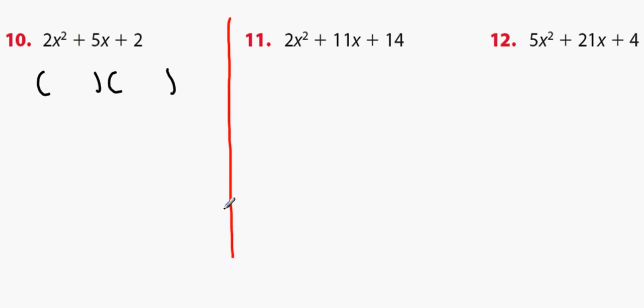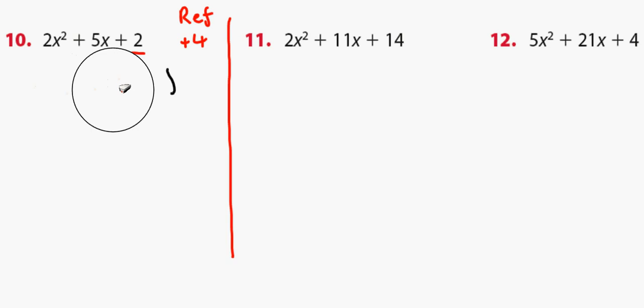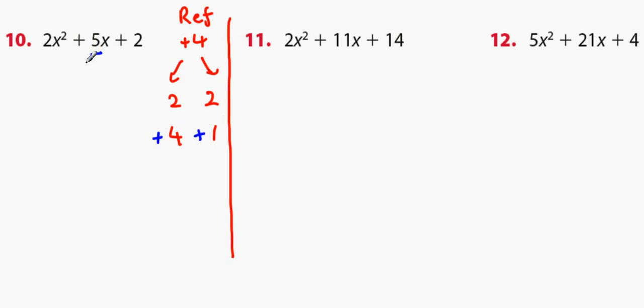The reference number method means you multiply the first number by the last number, and what you get is a reference number of plus 4. Now you have to break down the reference number into its factors, and the two factors you choose have to add together to give you the middle number. In this case, the middle number is 5. And what we know is plus 4 plus 1 equals plus 5, and when multiplied together, they give you 4. So that's the correct answer.